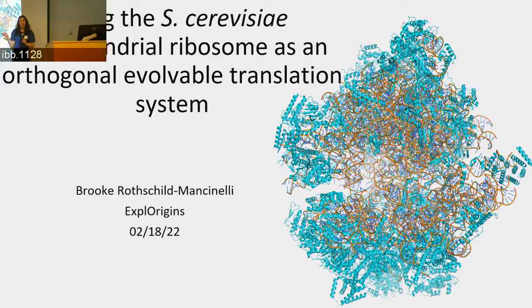And Jay just talked about the past evolution of the ribosome. I'll be talking about taking the ribosome and evolving it further. And to do this, I'll be using the Saccharomyces cerevisiae mitochondrial ribosome as an orthogonal evolvable translation system.